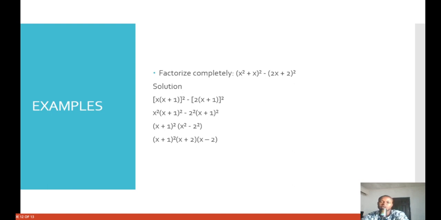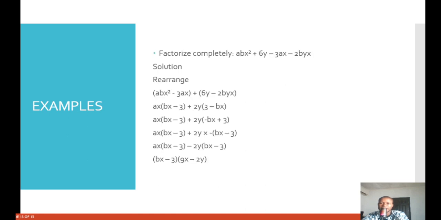So here we move to another thing. We can take our time and check what is written here. I brought all these examples so that when you check one, you relate it with the other. At the end of the day, for this example, we got bx minus 3 and 9x minus 2y. It's more or less the same logic that we have been using before. This completes our class on factorization.